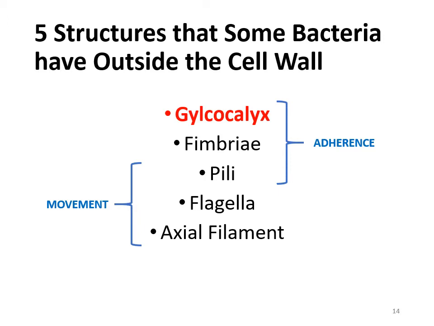Now for glycocalyx, there's a few facts that I want you to remember. First of all, the glycocalyx can either be firmly attached to the outside of the cell wall or loosely attached. If it's firmly attached, we call it a capsule. And if it's loosely attached, we call it a slime layer. Now there are three main functions of this glycocalyx. As you can see from the slide, one of them is adherence, so it's nice and sticky to help it adhere, meaning the bacteria can better adhere to your tissues, to your cells, or to surfaces outside of your body.